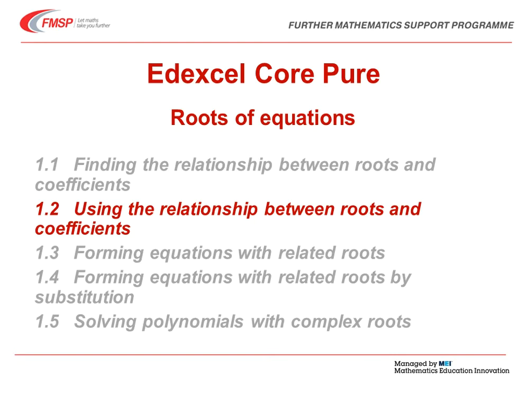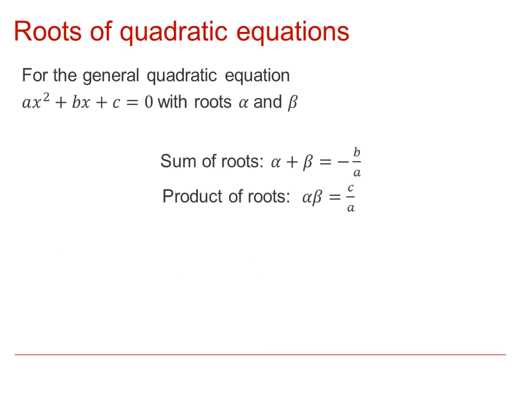EDX Core Pure, roots of equations, using the relationship between roots and coefficients. In the previous session we saw that the quadratic equation ax squared plus bx plus c equals 0 can have the roots alpha and beta, and the sum of these roots can be given by alpha plus beta equals minus b over a, and the product of the roots would be alpha beta, and that would equal c over a. Notice a cannot be 0.